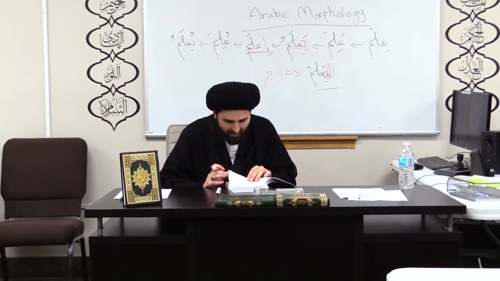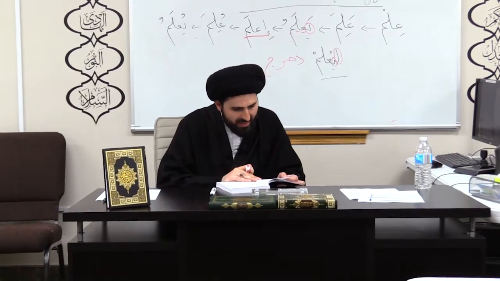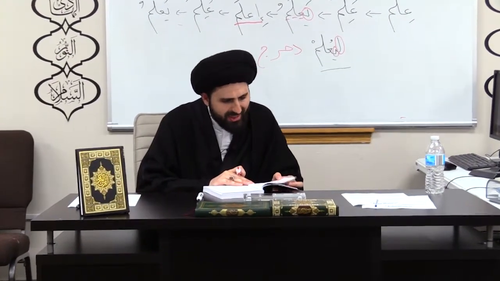The author does give us some examples. Let me see. This is his translation. He says to roll something, toss something, roll something is dahraja, yudahriju. And then we have the word that is khumasi. So we have the thulathi, which is how many letters? 3. We have the ruba'i, how many letters? 4. We have the khumasi, how many letters? 5.